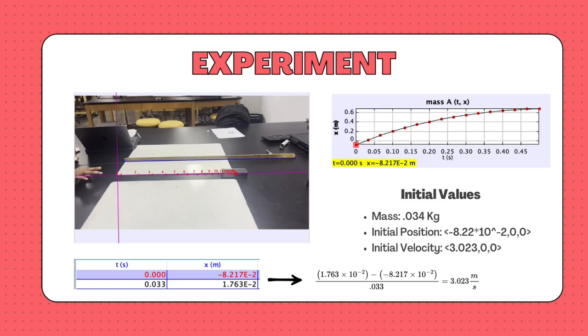Some of the initial values that I found were the mass, which was 0.034 kilograms, and the initial position, which was negative 8.22 times 10 to the negative 2 meters, and nothing in the y and z direction. The initial velocity was derived using the first two timestamps, the difference in their positions, and the difference in times of the timestamps. That gave me the initial velocity of 3.023 meters per second in the x direction, and nothing in the y and z direction.